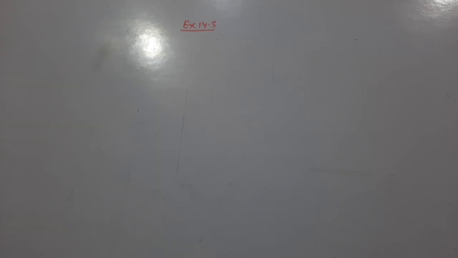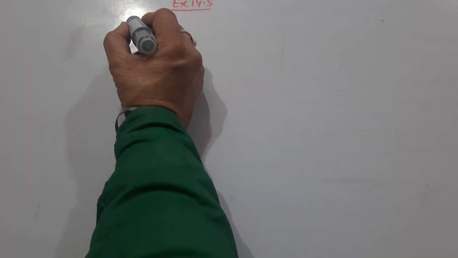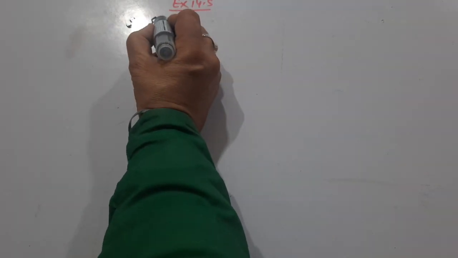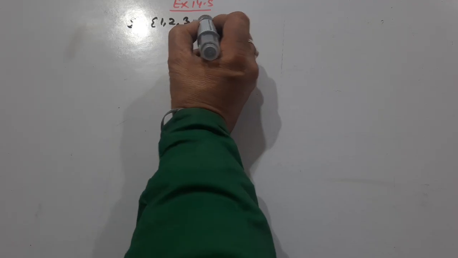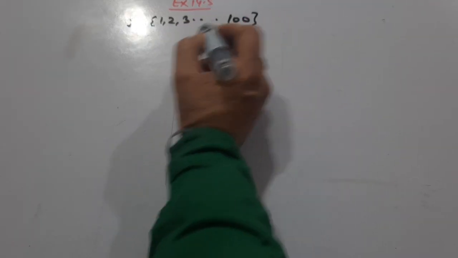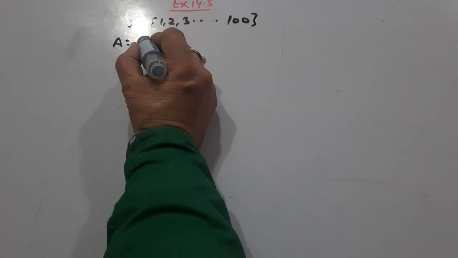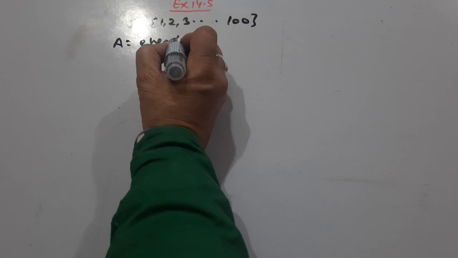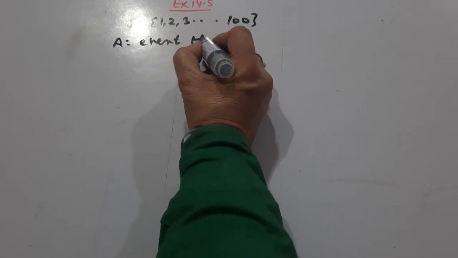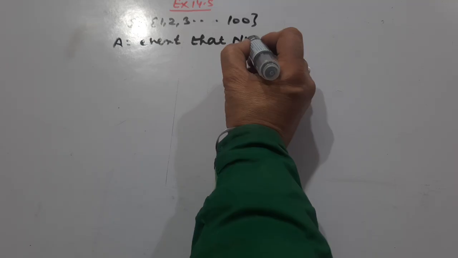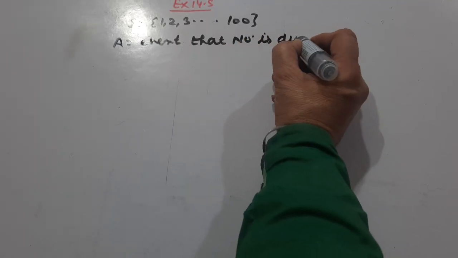Now the next question, students. The next question is, one number is drawn from the numbers 1 to 100. What is the probability that it is divisible by 4 or 6? So how many numbers do we have? 1 to 100, right? Let A be the event that the number is divisible by 4.